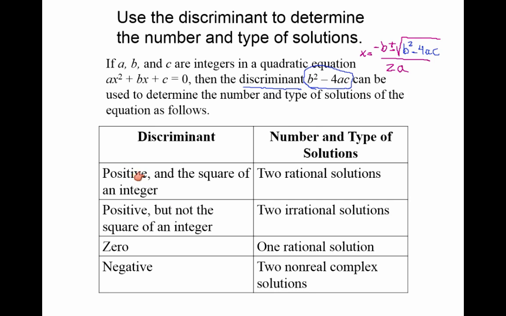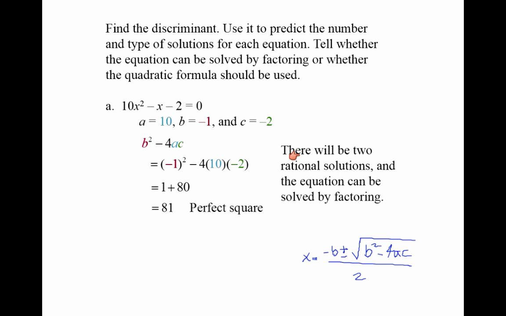So let's take a look at my chart. We said if it's positive and square, we get two rational solutions for that, and the equation can be solved by factoring. When we get two rational solutions, we can easily factor this.